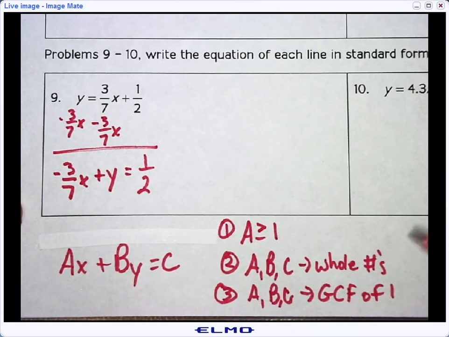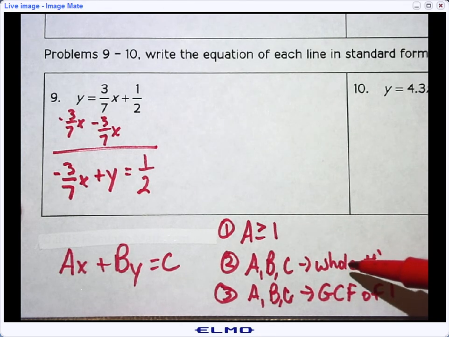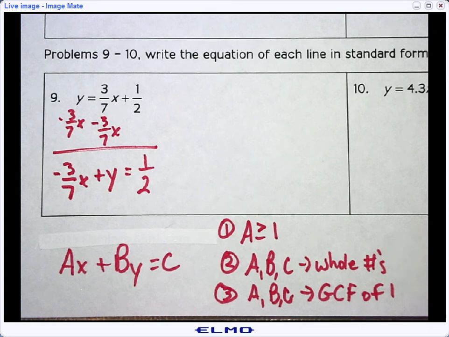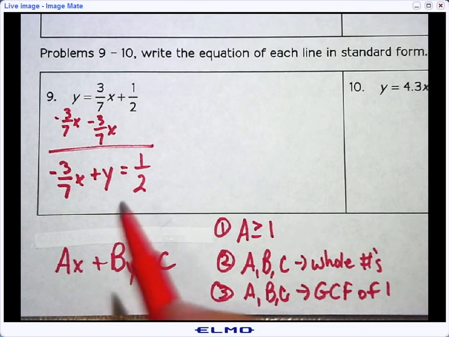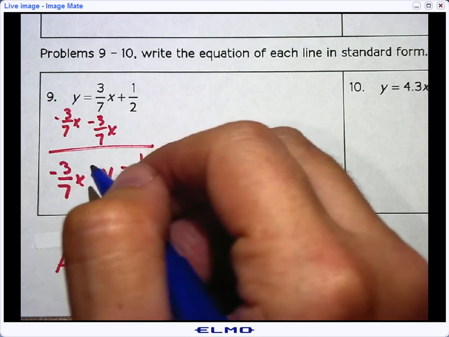All right, so I've got my stuff in the right place. Problem I have now is, first of all, my A is negative. It needs to be positive. And the A, the B, and the C have to all be whole numbers. The A is a fraction and the C is a fraction. That can't happen in standard form. So we have to clear these fractions. So look at the denominators. You've got a 7 and you have a 2. So we're looking for a number that 7 and 2 both divide into. And that number is 14.